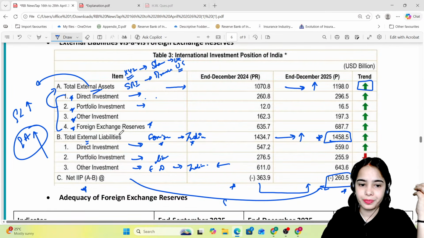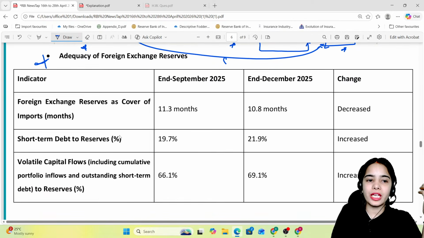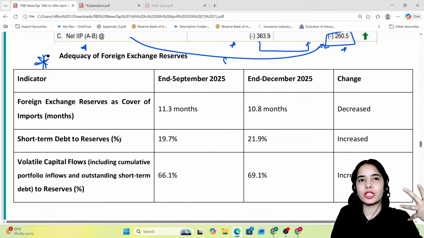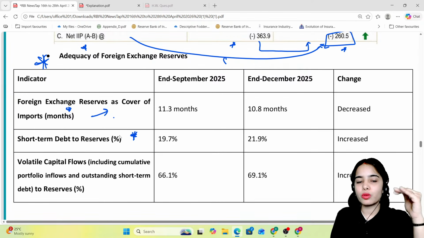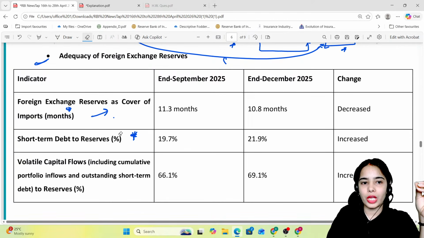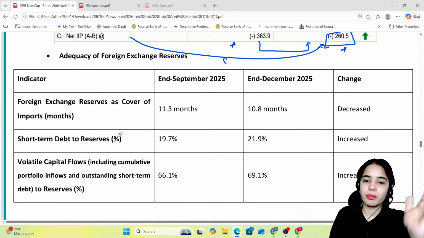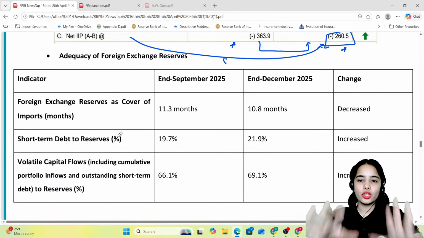Okay, any confusion? Chalo. Now coming to the adequacy of foreign exchange reserves, this is very, very important. From this particular part, two questions have been seen in the 2023, 2024, 2025 examinations. So there was a question from this part, as well as from this part also. So this particular table is very important from the examination perspective. If the updated data comes, then this will lose its importance, but for now this is the most updated data that the RBI has released, so this data is important.